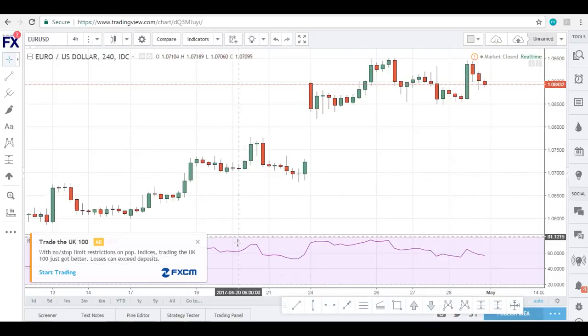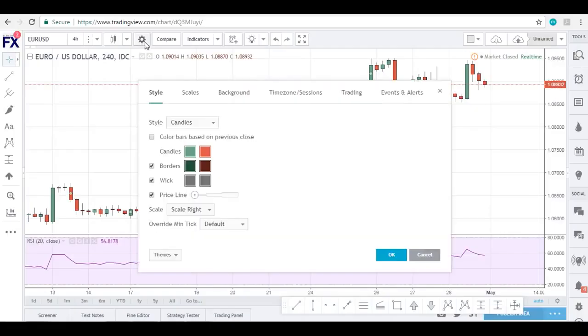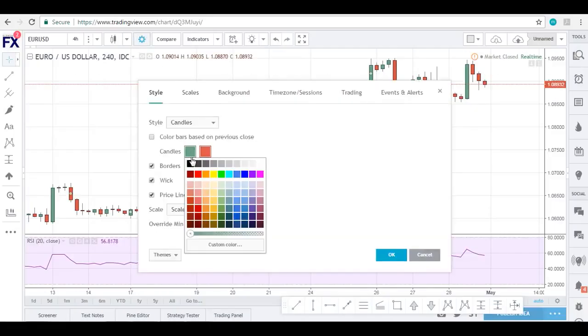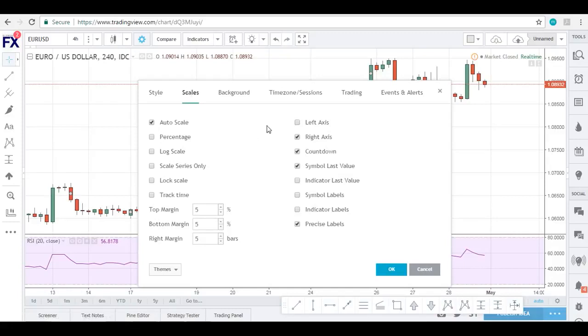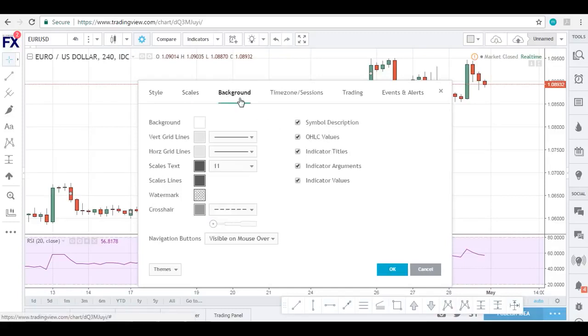To the right of that, you can see that we have the settings right here. You can change the different colors. You can change your candlesticks to different colors, the borders and the wicks of it. You can scale it left or right. You have the background colors. We prefer a white background because it's easier to look at. It's more pleasing to us to look at.